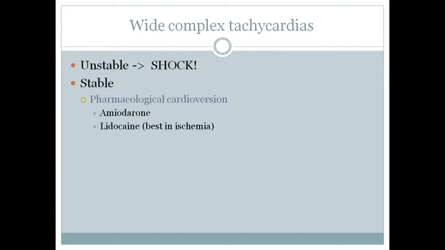Amiodarone, you give a bolus and a drip. The amp comes in 150. 150 is what you give if the patient is awake, over 10 minutes. 300 is what you use in a code if you're pushing the chest. Lidocaine, you give a bolus. Remember 100. 100 bolus is fine, and then you start a drip. The drip is 1 to 4 milligrams.